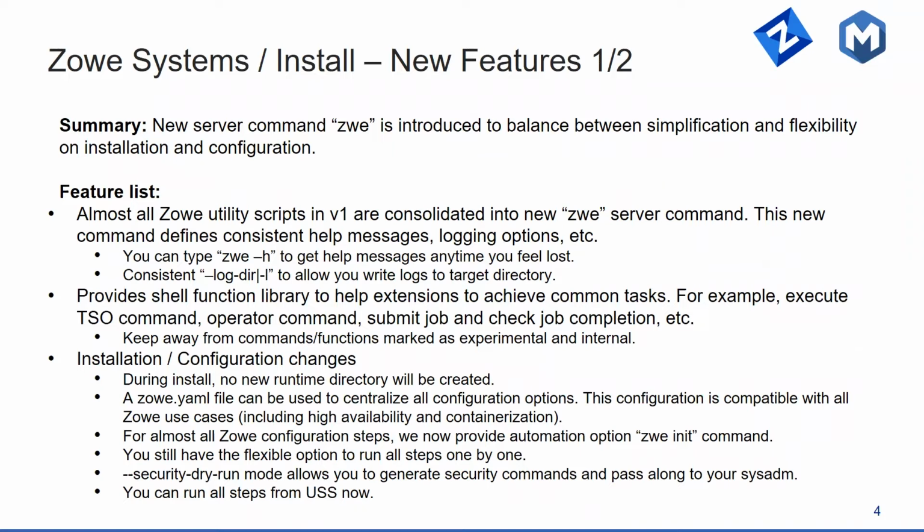So, the install and configuration changes. During install, there's one big change. In the past, when we did the install, we installed to a separate directory. In version 2, after you extract the convenience build, you get the runtime directory right away. You can use that folder directly as your runtime directory, and Zowe will not copy to another directory. So not only does it save space on the server, it's also much easier.